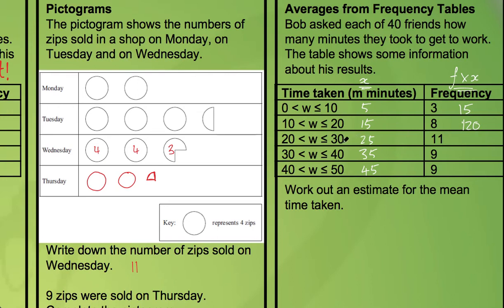11 times 25, 275, 9 times 35, 315, 9 times 45, 405. I now need to do the total frequency times midpoint out of the total frequency. So I'm going to add all of these numbers that I got together, and I get a total of, I think it's 1,130. Yep.